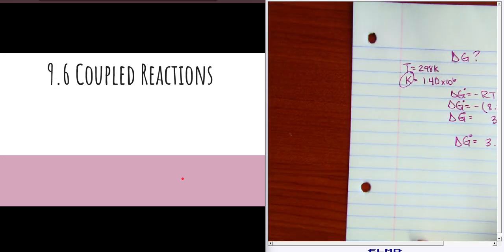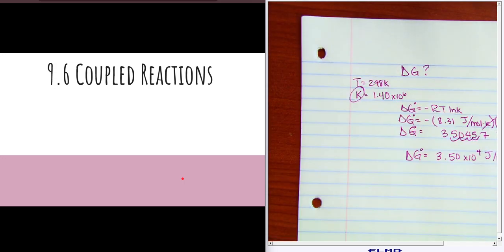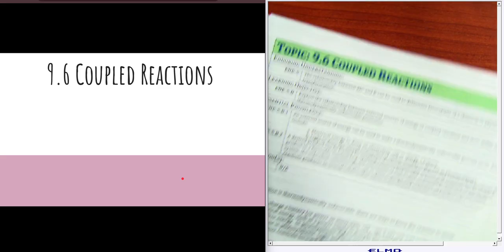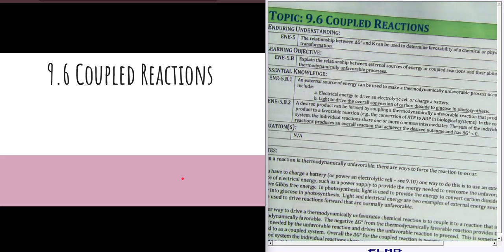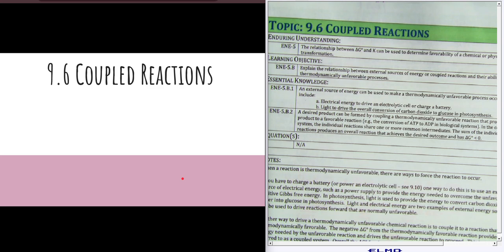Now, coupled reactions. So coupled reactions, coupled is exactly what it sounds like. Okay, it's a couple. You're putting things together. And so a coupled reaction, which is 9.6, is when we are coupling reactions together. We're sticking them together. It's like they're now a couple. They're getting married, or they're boyfriend, girlfriend, or whatever you want to call it. They're significant others to one another, whatever.